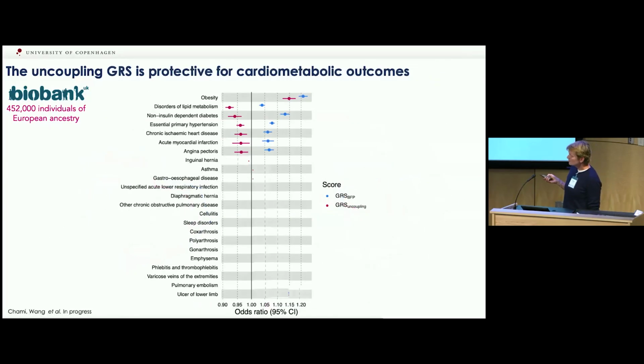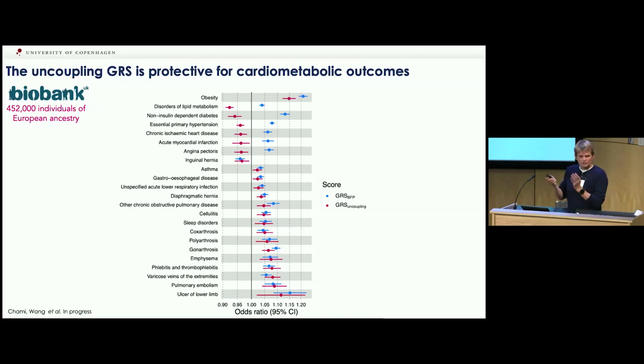We did a PheWAS within UK Biobank, and indeed we see a nice confirmation that both scores are associated with increased obesity, but the unhealthy score is indeed associated with higher risk of type 2 diabetes, hypertension, and the healthy score has a protective effect. Of interest is, of course, the association with other diseases, the non-cardiometabolic diseases, that seem to be associated with weight-bearing diseases such as cellulitis, varicose veins, and so much.